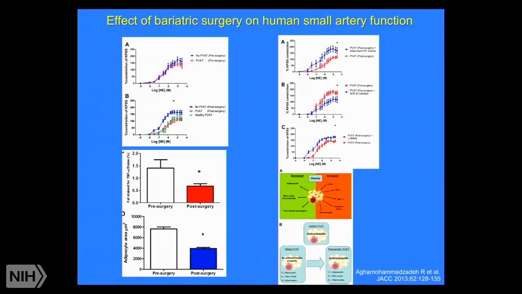In fact, a more recent study published last year in JACC from the same group in Manchester showed that bariatric surgery, by reducing obesity, results in a reappearance of the anti-contractile function of perivascular fat. This is associated with decreased inflammation, and all of this is demonstrated here. And you can see that essentially the vessels recover their anti-contractile effect after bariatric surgery.